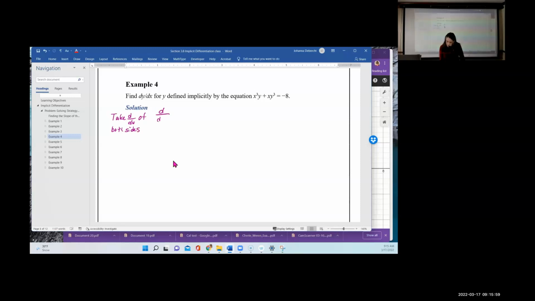So we have the derivative with respect to x of the left, which is x cubed y plus xy cubed equal to -8. And we're going to take the derivative as well of the -8. Now, on this particular problem, I was going to say it might be possible to try to solve it in some sort of fashion, but I don't think so. Looking at it again, I can't think of a way.